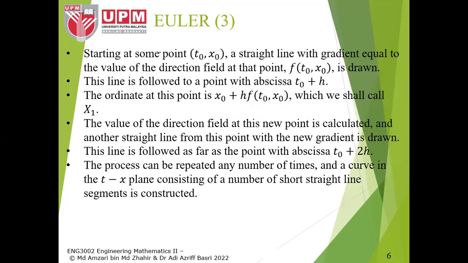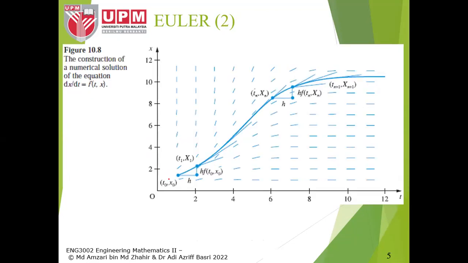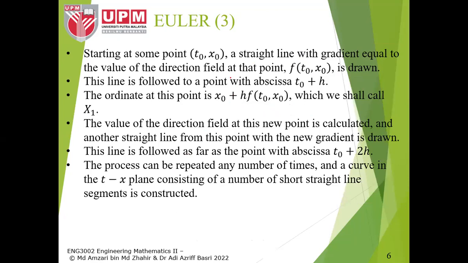For example, starting at point t node, x node. For example, we start from here. A straight line with gradient equal to the value of the direction field, f of t node, x node, is drawn. The line is followed to a point of abscissa t node plus h, and ordinate x node plus h times f of t node, x node, which we shall call x1.